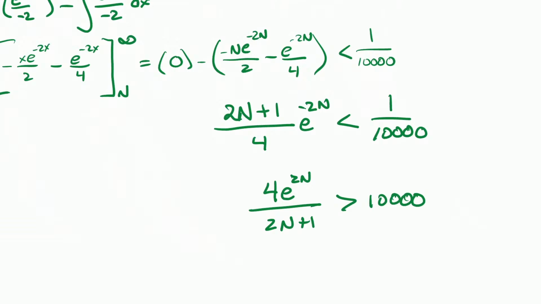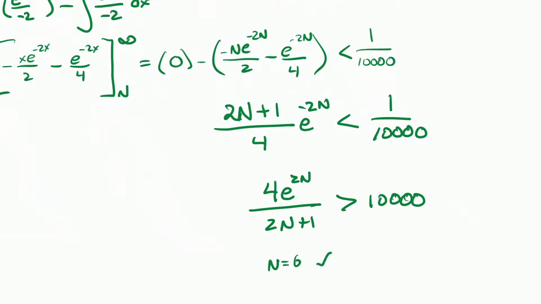Okay, so you might think, well, what? I'm going to start with n equals 5. Wait, 10,000, give me a sec. I'll start with n equals 6 and see where that puts me. N equals 6, that would be e to the 12th, 4 times e to the 12th, divided by 13. And I've got 50,078. So certainly n equals 6 is bigger than 10,000.